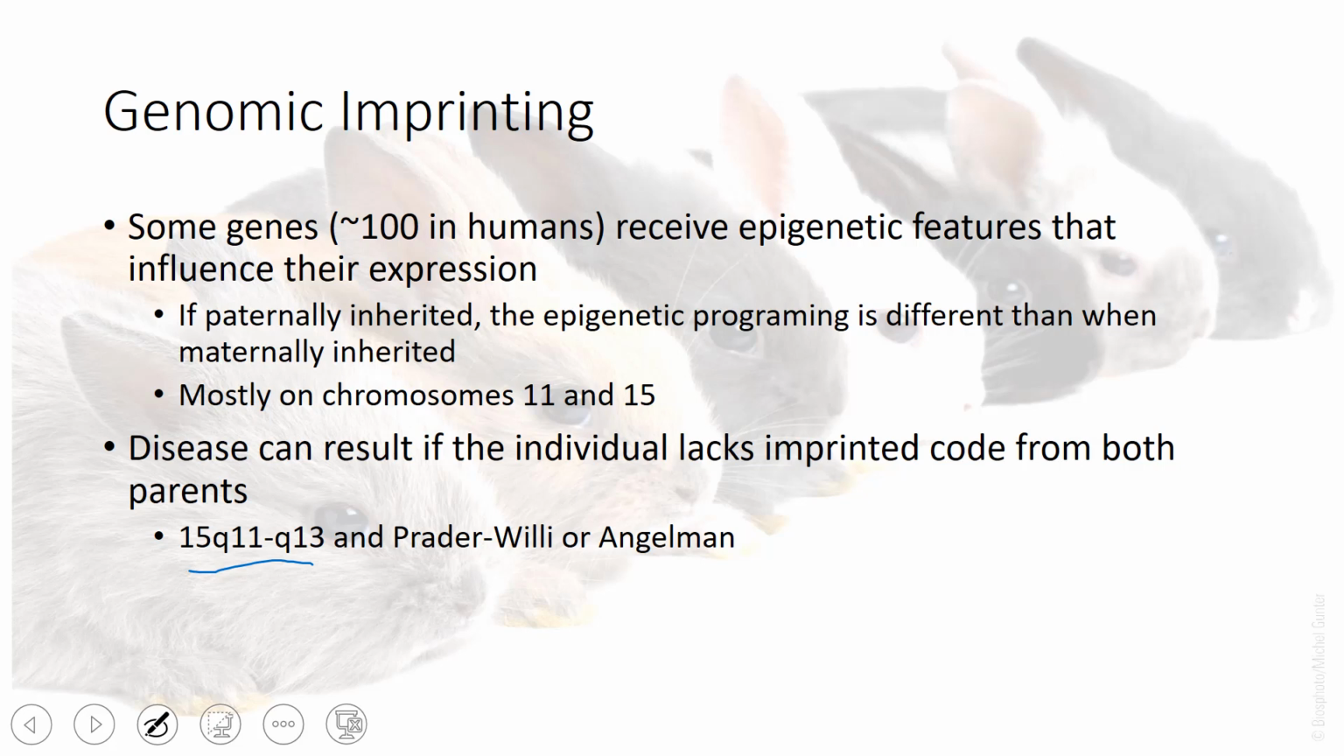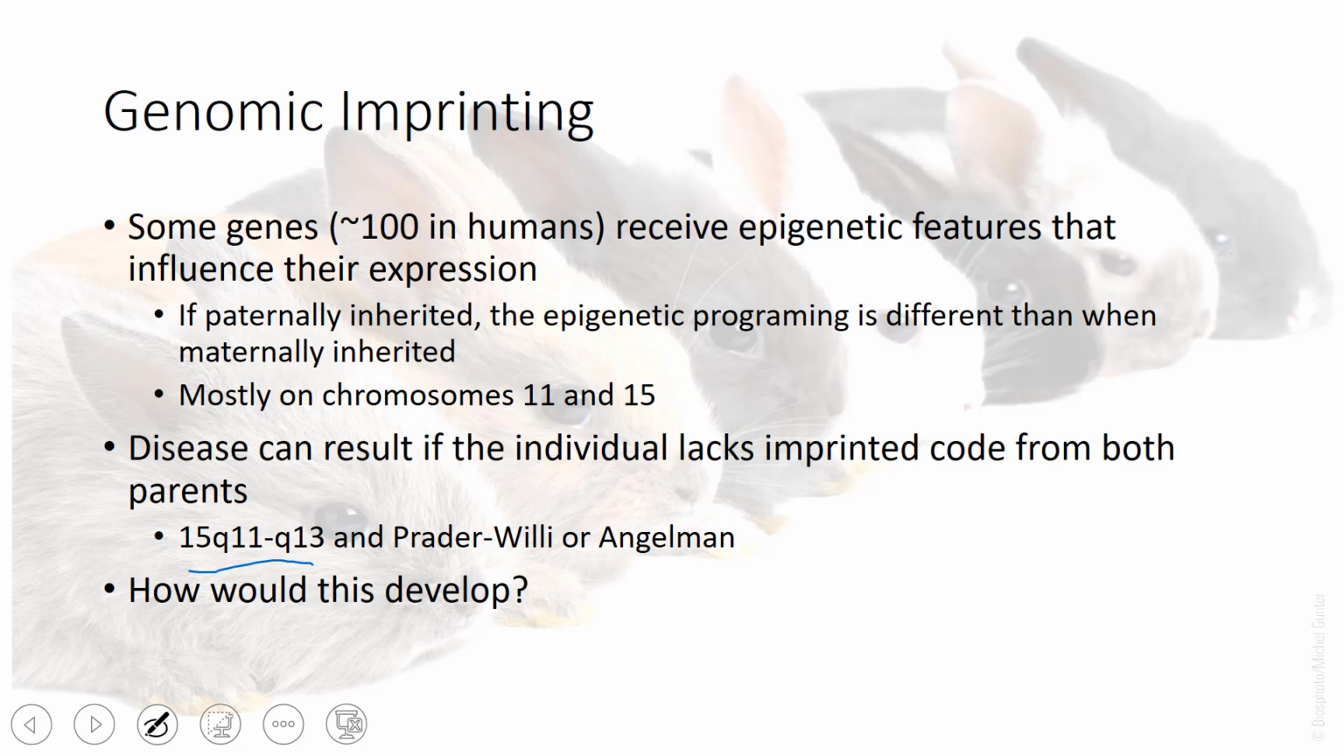Some of the pathologies of that syndrome are large size, small hands, and mental retardation. In the same region, if you only have the paternal version of that factor, you get what's called Angelman syndrome. It has some different pathologies, but again, it's the lack of having both of those parental copies.